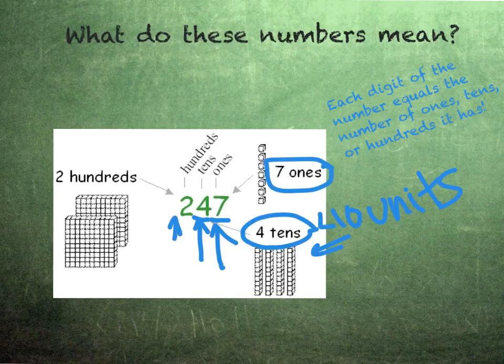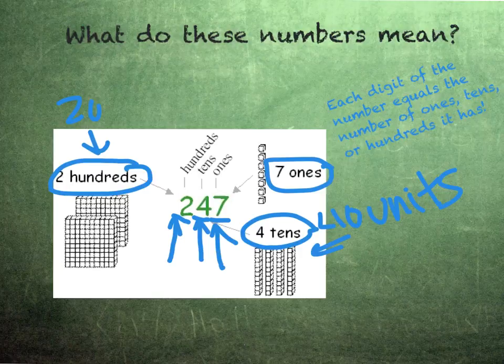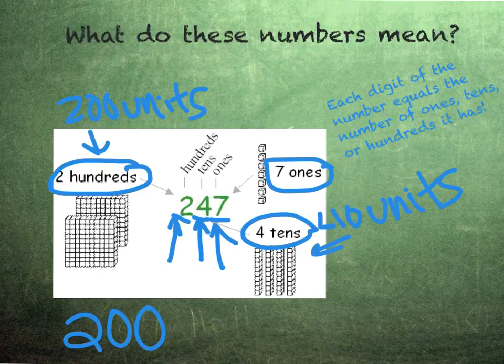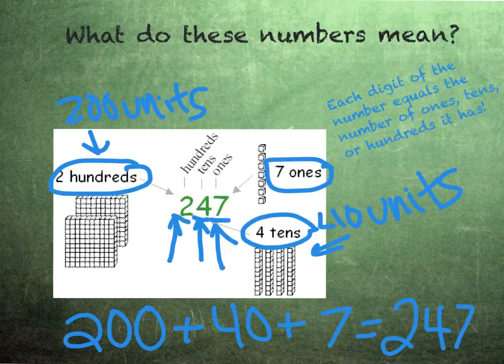Our 2 in the hundreds, here we have the hundreds place coming into play, represents that we have 2 hundreds, so 2 flats, which also equals 200 units. So when you put all 3 of these places together, you see that you have 200 units in the hundreds place plus 40 units in the tens plus your 7 ones, which is going to give you 247.